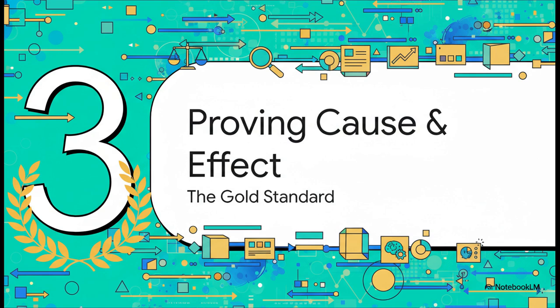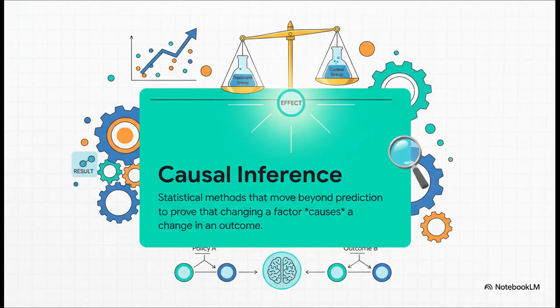We've talked about controlling for things, we've talked about understanding errors. Now let's get into the methods researchers use to actually prove that a policy caused a specific result. This is the ultimate objective. It's called causal inference. It's a whole set of advanced techniques designed to get us as close as we possibly can to the certainty of a randomized scientific experiment, but by using real-world data that's already out there.